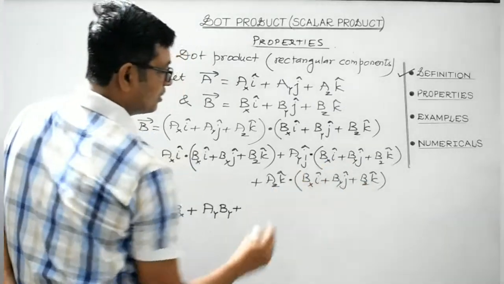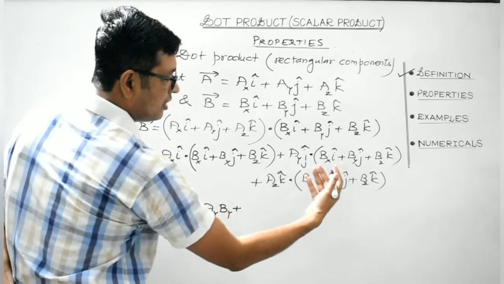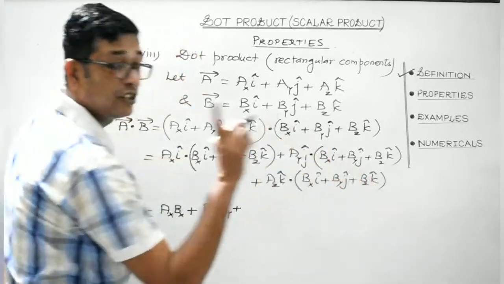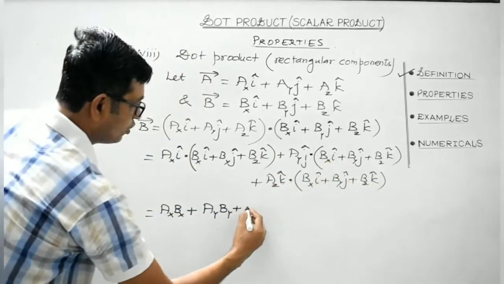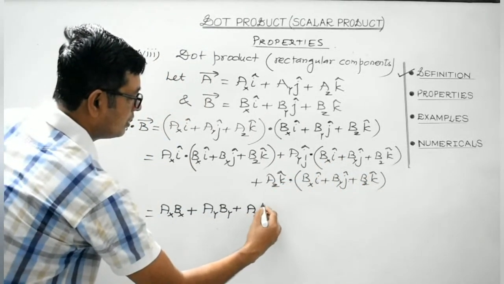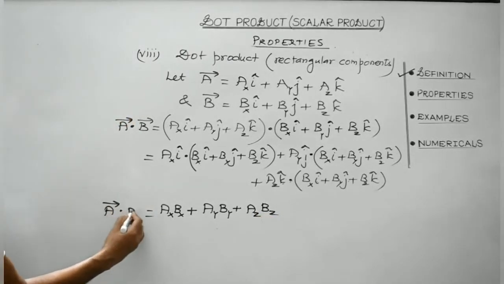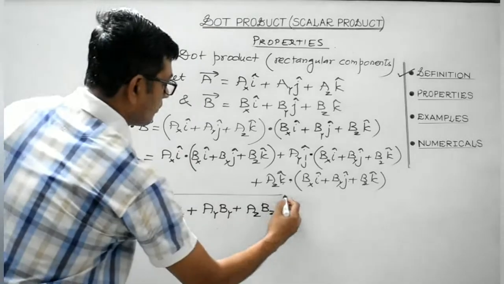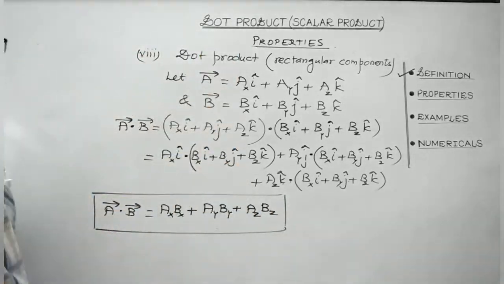Let's consider this term, third term. K dot I, it is 0. K dot j, it is 0. K dot k, it is 1. So k dot k is 1 and we will be left with az, bz. These are the coefficients. So az, bz. So students, this is the eventual answer. So you can make use of it directly without going through these steps.